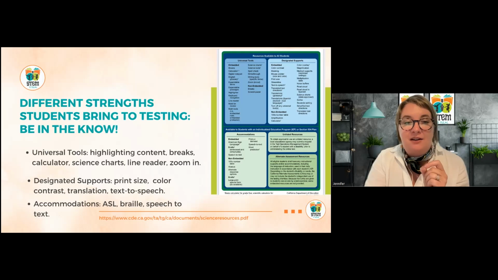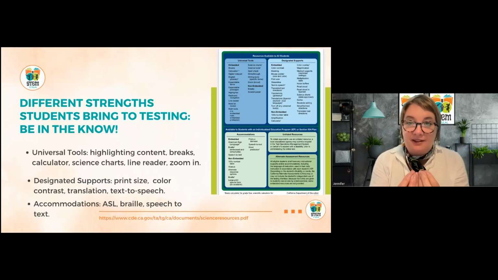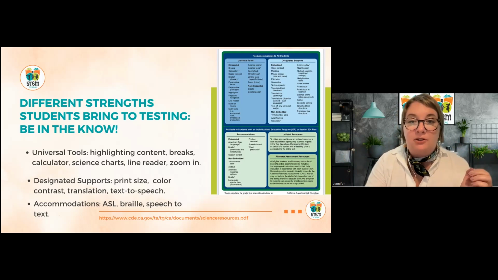So let's say, like me personally, Jennifer, I like my font to be a little bit bigger. My eyes are not so good, so I really would appreciate bigger font. So as a parent, I could let the teacher know, can we please provide some designated supports for my child during testing time? And what are those options? So text size, translation, even color contrast, if that's helpful for students, text to speech, those are designated supports available to all students.